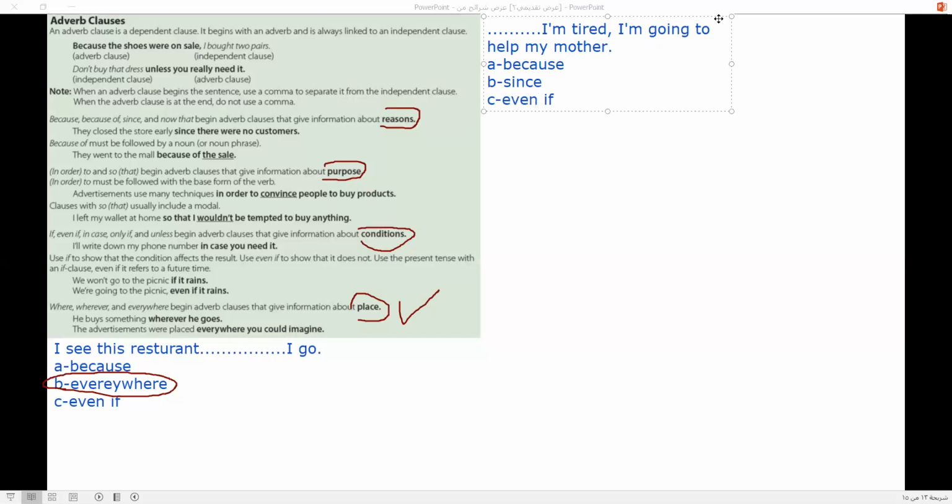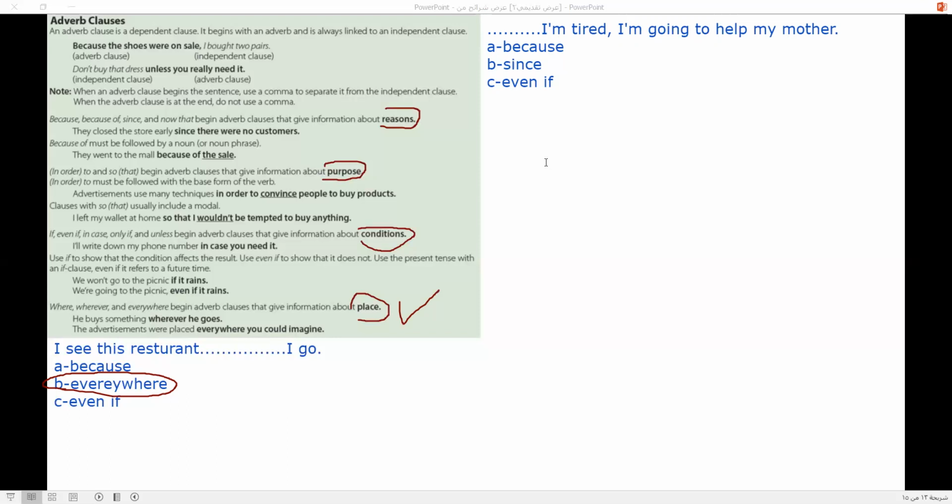What do you think? I am tired. I'm going to help my mother, because, since, or even if. Very good, Raneem. What do you think, Thalith? I am tired. I'm going to help my mother. Very good, Ilaf.